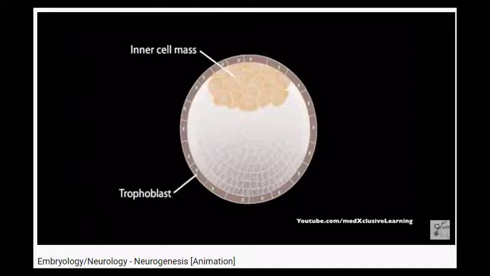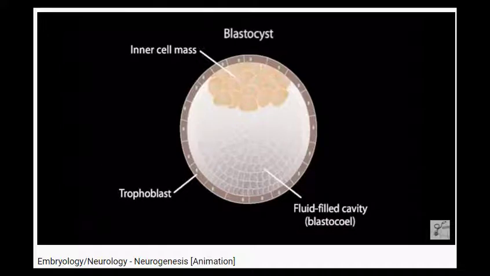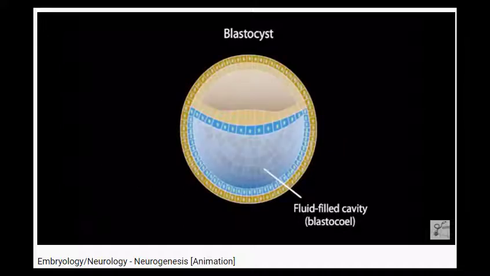Trophoblast cells secrete fluid, creating a cavity, the blastocele, with the inner cell mass at one end. At this stage, the mammalian embryo is called a blastocyst. The cells of the inner cell mass eventually form two layers, the epiblast and the hypoblast. The epiblast is thought to contain the cells that will generate the actual embryo.